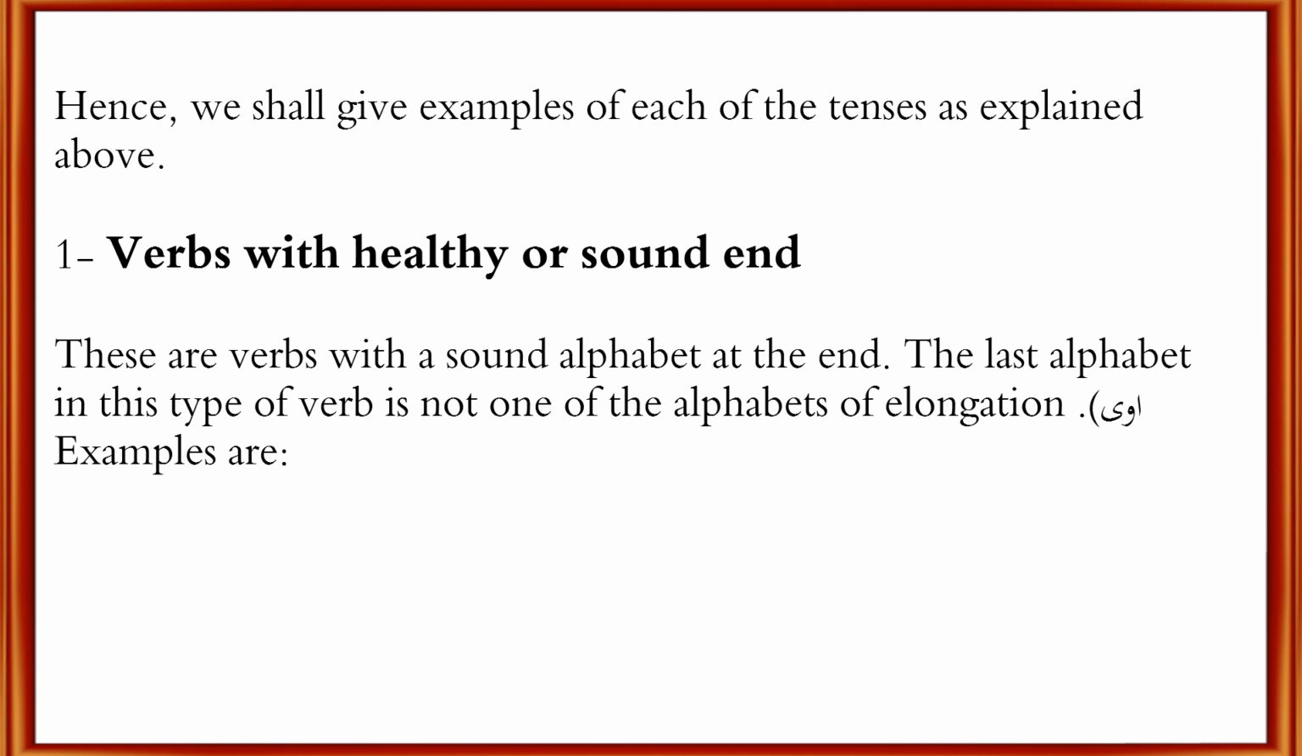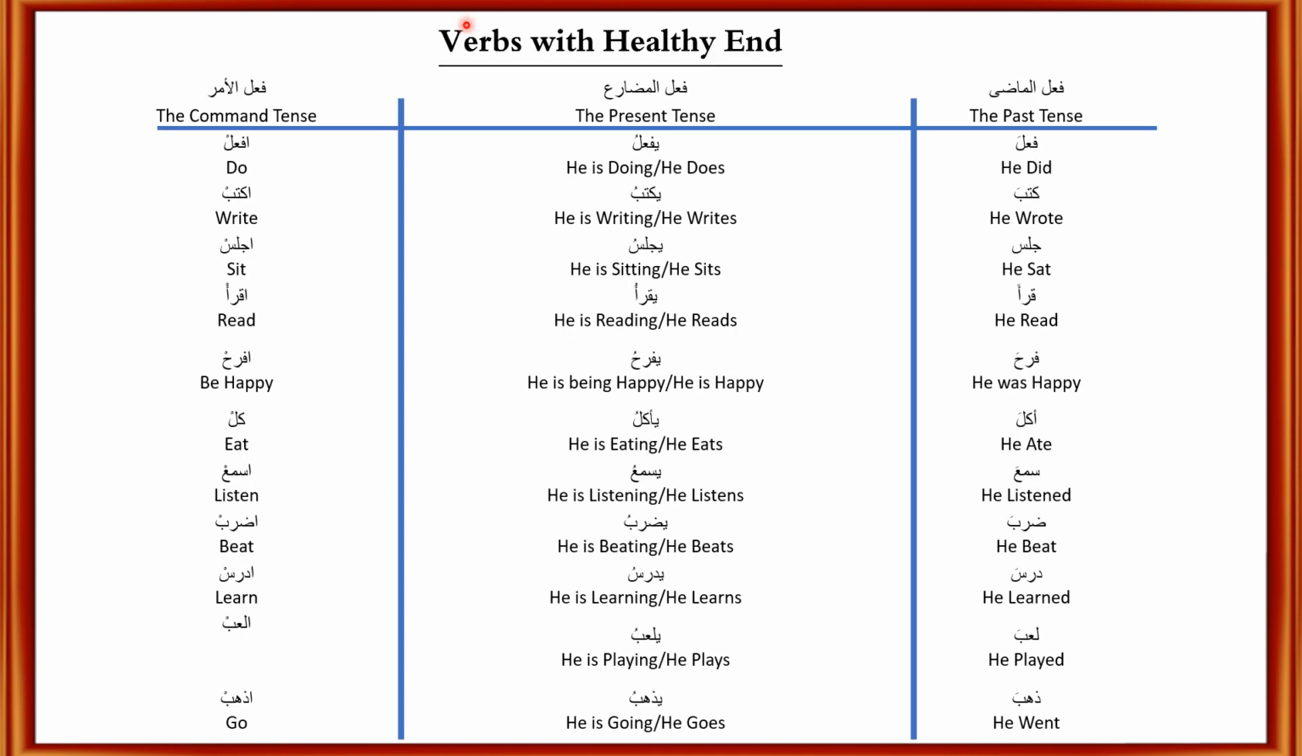Verbs with healthy or sound end. These are verbs with sound alphabets at the end. The last alphabet in this type of verb is not one of the alphabets of elongation, awaya. Examples are verbs with healthy end, فعل الماضي, the past tense, فعل المضارع, the present tense, فعل الأمر, the command tense.